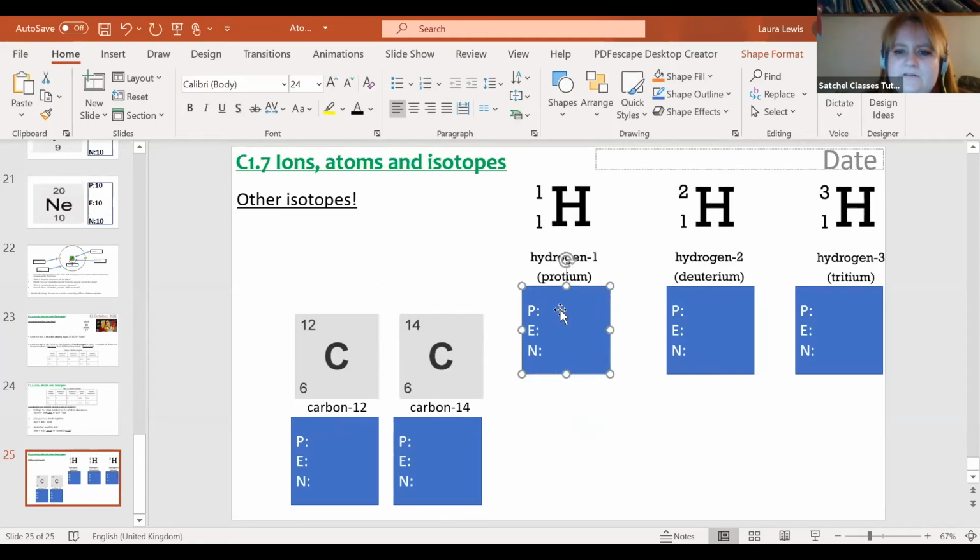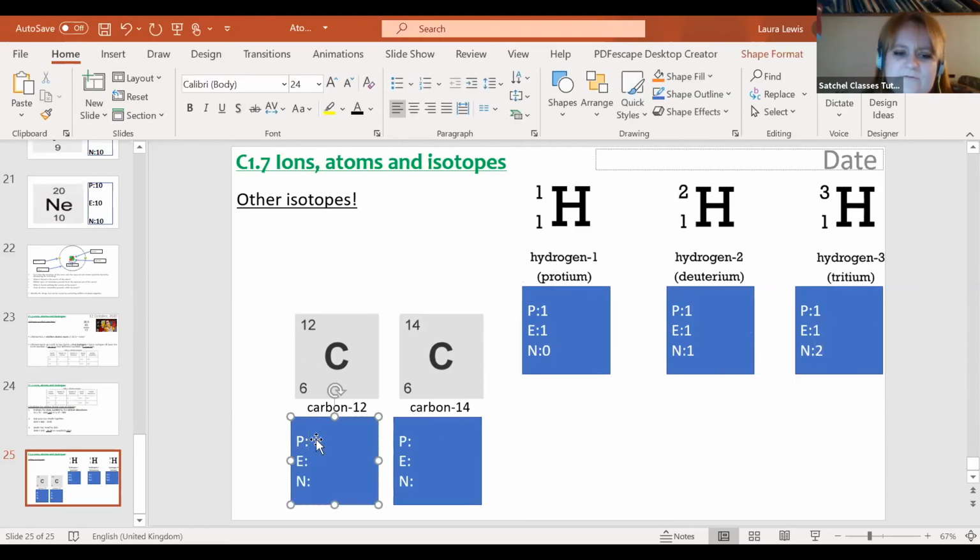So hydrogen 1, protium. How many protons? 1. Electrons, same number. Aha, neutrons. This is the one that makes people confused. 0. Protium has 0 neutrons. Deuterium. Protons still 1. Electrons 1. Neutrons 1. Hydrogen 3, tritium. These are quite rare things. Protons still 1. Electrons still 1. Neutrons, however, 2. You may hear it called heavy hydrogen.